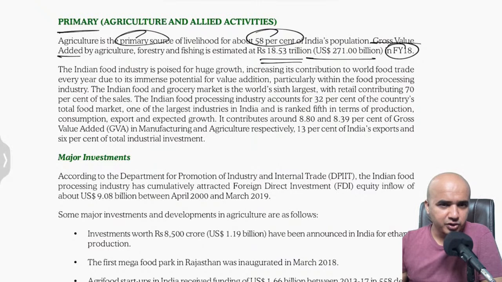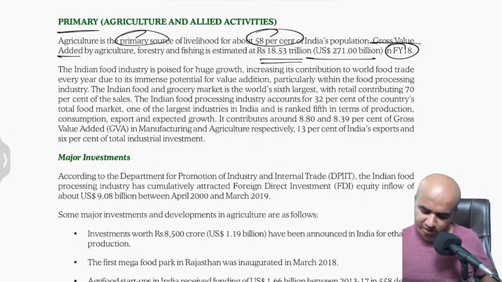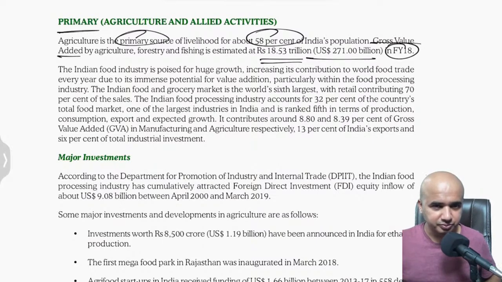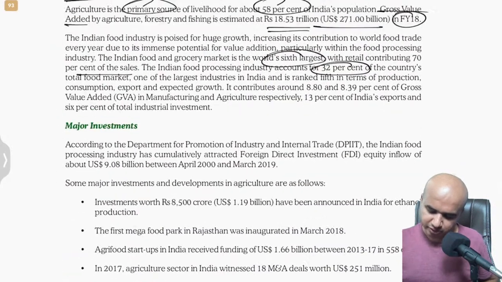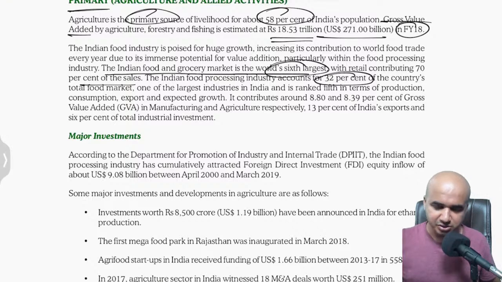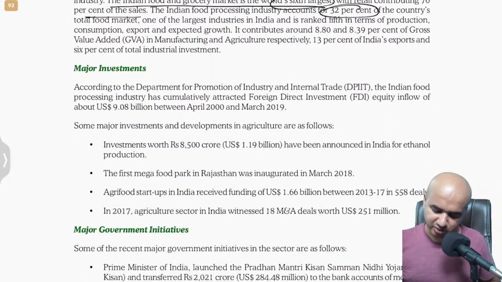Next, the Indian food industry is poised for huge growth. Again, we don't need all that sermon. Let's see what the facts are. Okay, the Indian food and grocery market is the world's 6th largest. Important, can be asked as a fact-based question, with retail contributing 70% of the sales. The Indian food processing industry accounts for 32% of the country's total food market. It is one of the largest industries in India, and is ranked 5th in terms of production, they say. So try to remember this: the Indian food and grocery market is the world's 6th largest. The rest you can simply ignore.